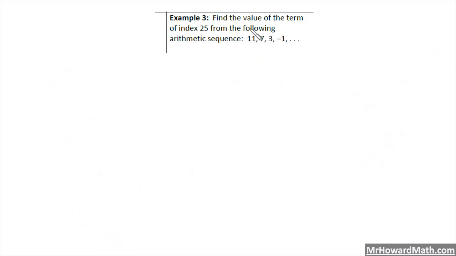Okay, example 3. Find the value of the term of index 25. So in other words, the 25th term. So a sub 25 is what we want to find from the following arithmetic sequence. Alright, so if we look here, we can see that we're subtracting 4 each time. So our d value right away, d equals negative 4.